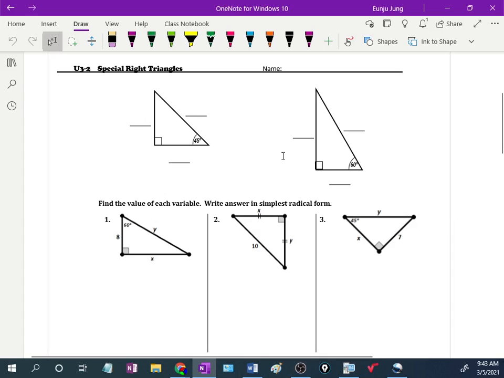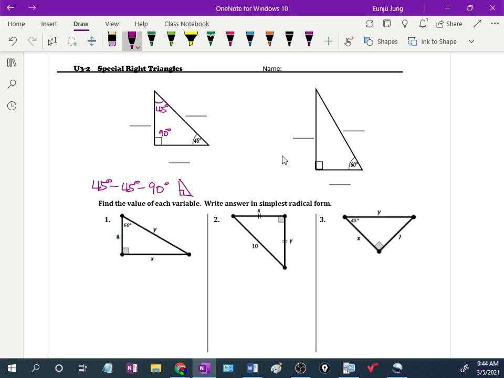In this video, we are going to talk about special right triangles. In my classroom, I have two triangular rulers like this shape. One is called the 45, 45, 90 degrees special right triangle.